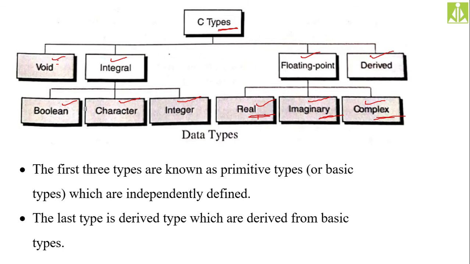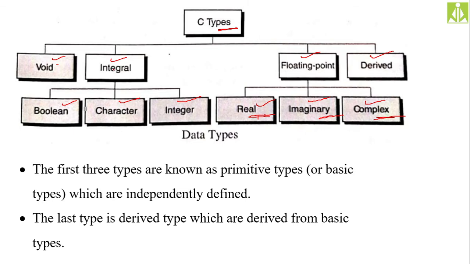These first three types are independent. They are not dependent on anything. Directly you can take them, define them in your program, and use them. But when it comes to the derived type, in order to define or use it, you have to depend on the primitive types. Derived types are dependent on primitive types for their definition. Those primitive types are again the first three: void, integral, and floating point.